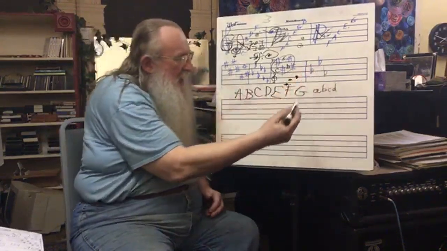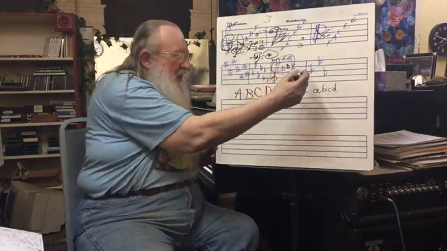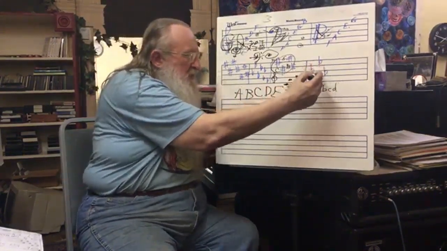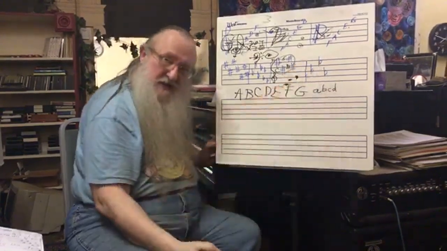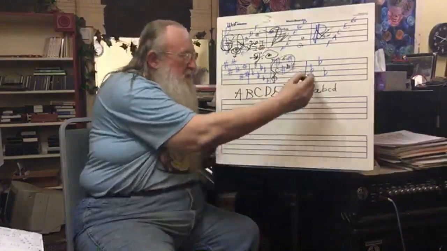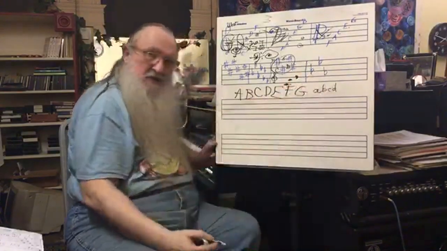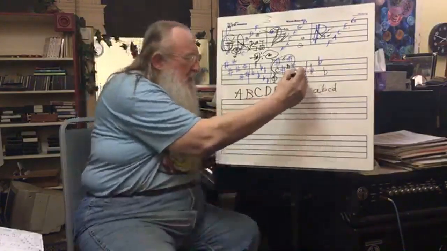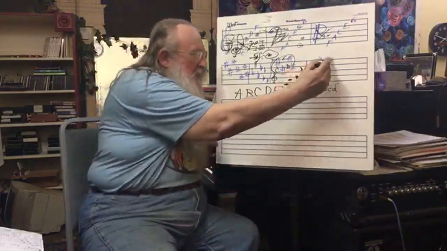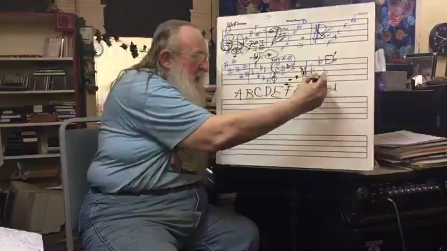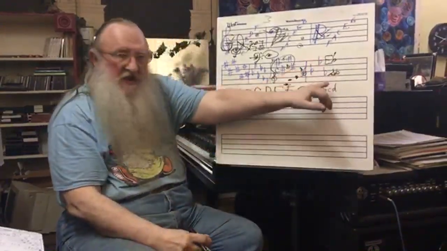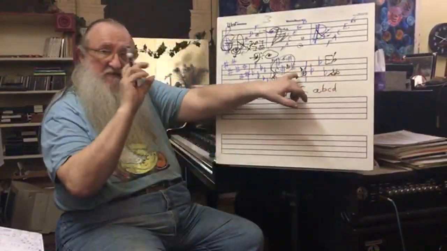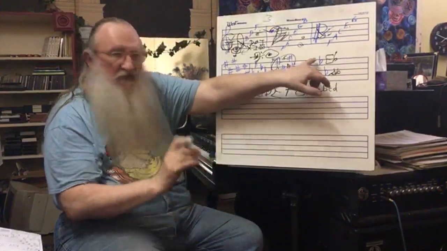Over here with the flats, we have the same problem. Not only that, but because the previous flat is the name of the key and it already has a flat on it, these are not called B or E or A. This is called B flat. And this is called E flat. And this is A flat. And so now what we have to do is hold these in our head and play in the key of B flat, or in the key of E flat, as this is here, E flat.